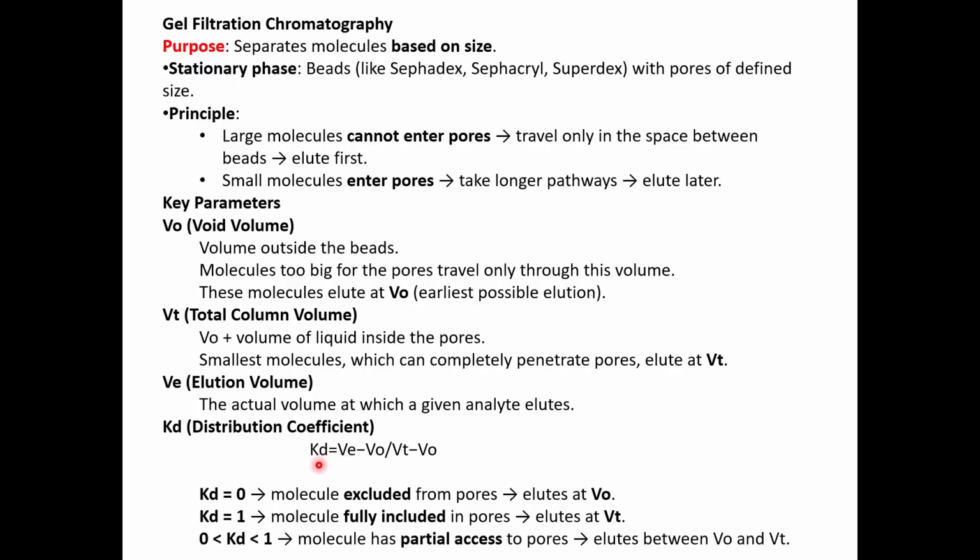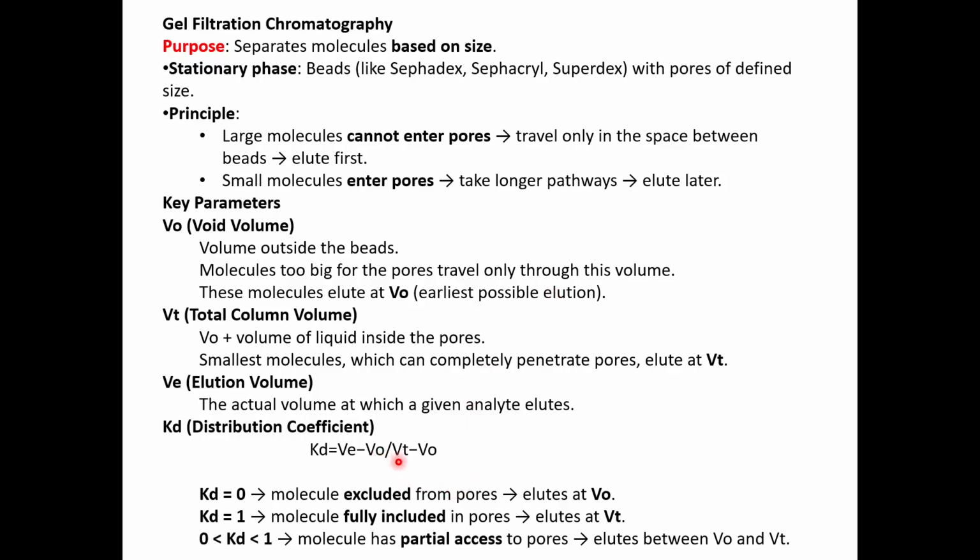So the formula is KD. KD is your distribution coefficient, which is equal to VE minus V naught by VT minus V naught. Here V naught is your void volume. Void is basically empty space, so it is the volume that is outside the beads. The molecules too big for the pores will travel only through this void volume, and these molecules elute at V naught, that is the earliest possible elution.